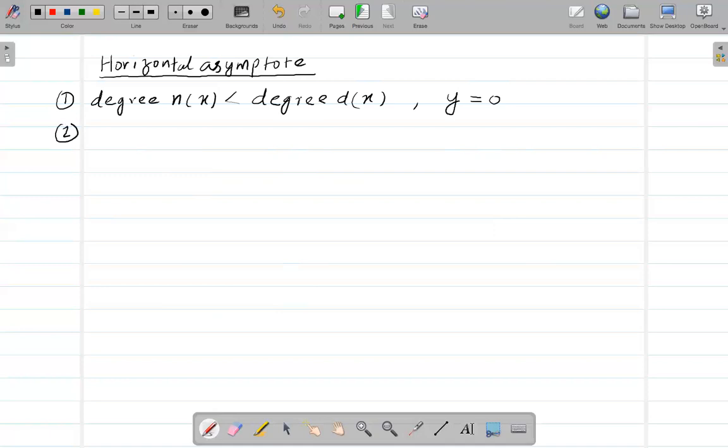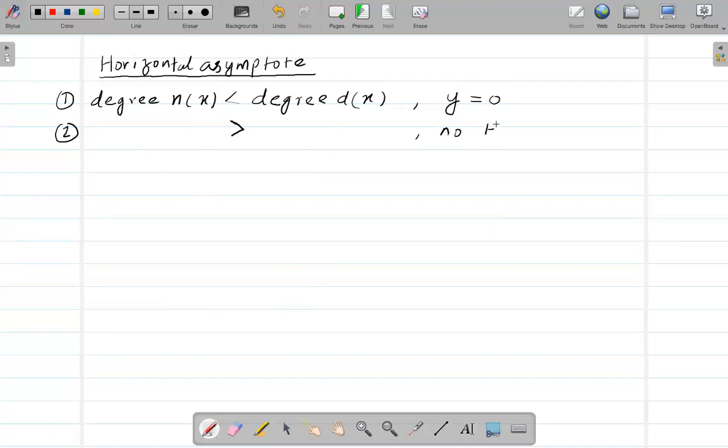Another case is if the degree of the numerator is greater than the degree of the denominator. In this case, we have no horizontal asymptotes.